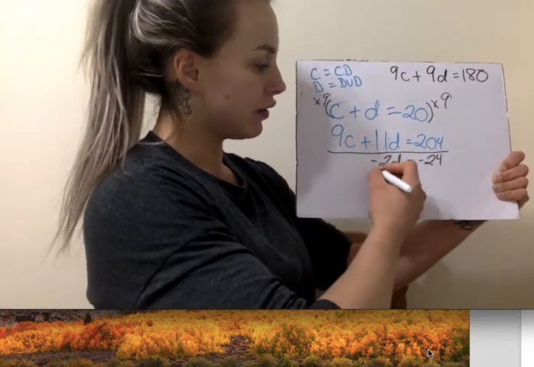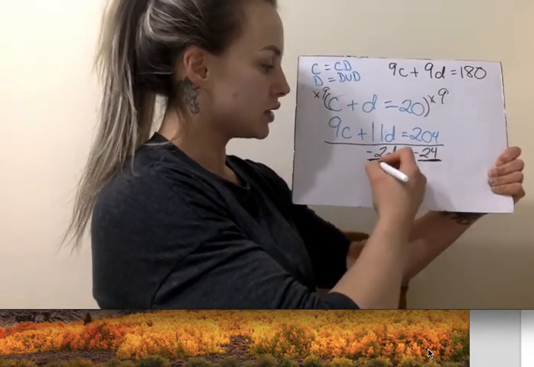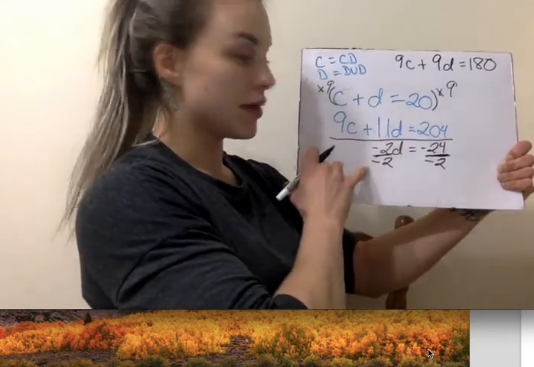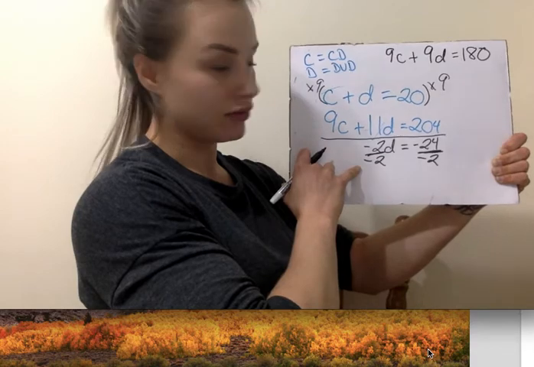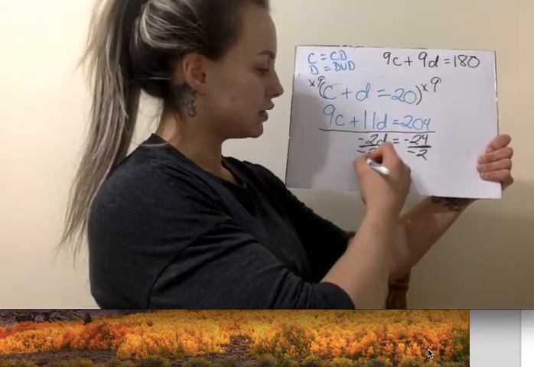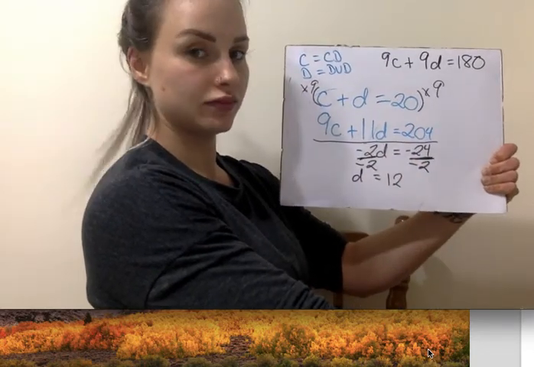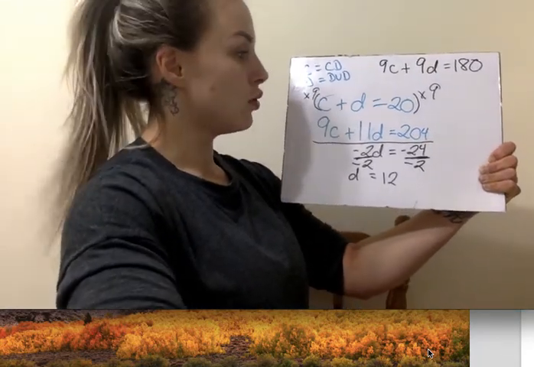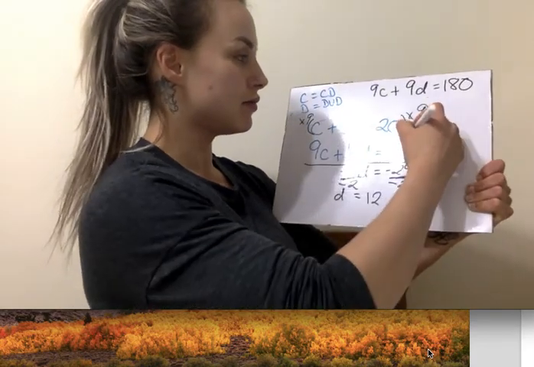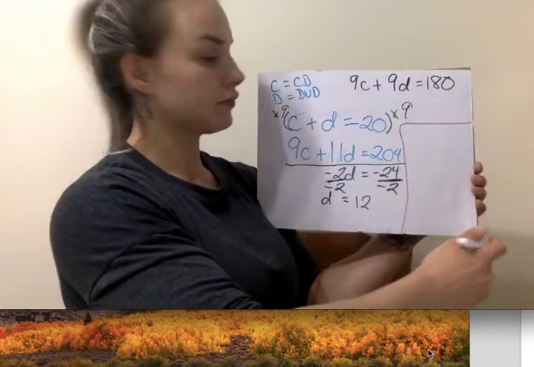And then from here, we now have to divide both sides because we need D by itself. So we have to divide both sides by negative 2. And remember, when we divide a negative by a negative, it's going to give us a positive. So this gives us D is equal to 12. And then we are going to take this D as our next step.